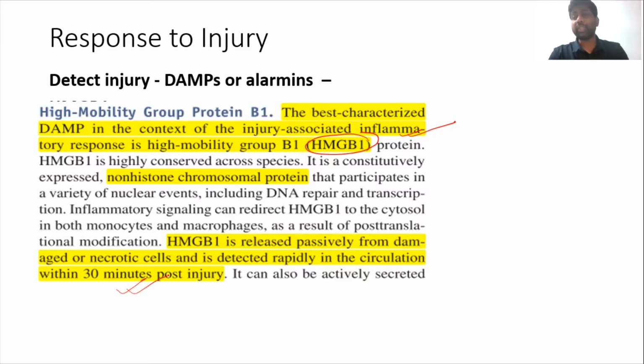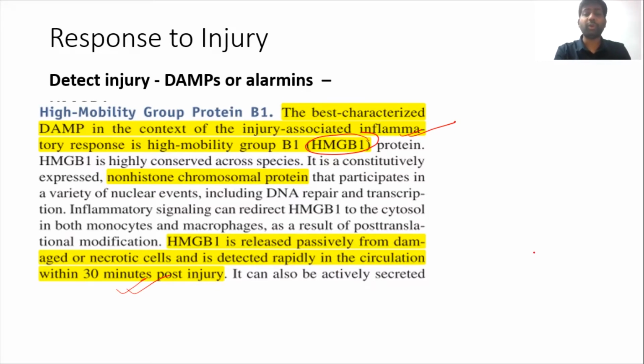So two important MCQs in one slide. Number one, which is the DAMP molecule most commonly released? That is the HMGB1. And what is the time it is released within? It is released within 30 minutes of injury. So the body underwent an injury. It released certain molecules in the blood, and the most common one is the HMGB1 molecule.